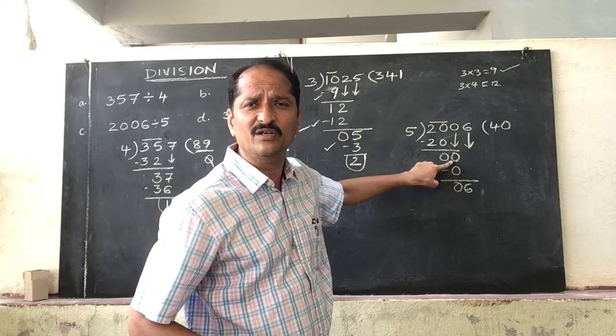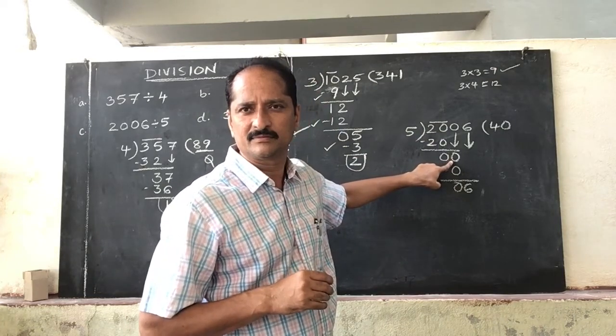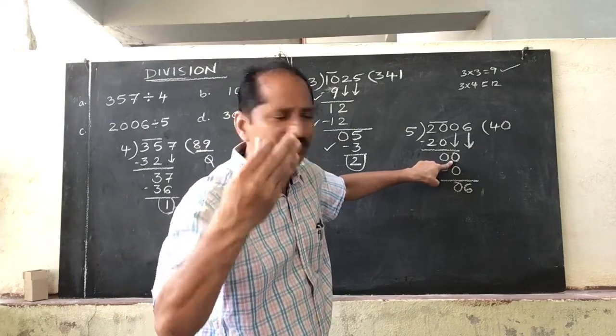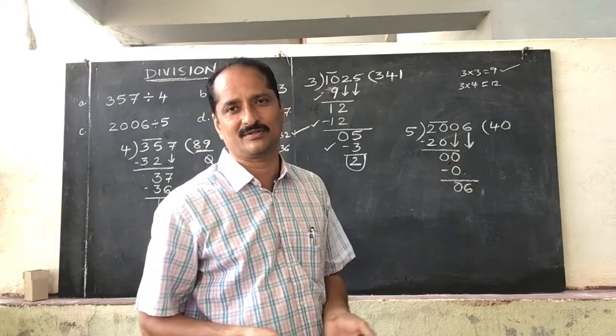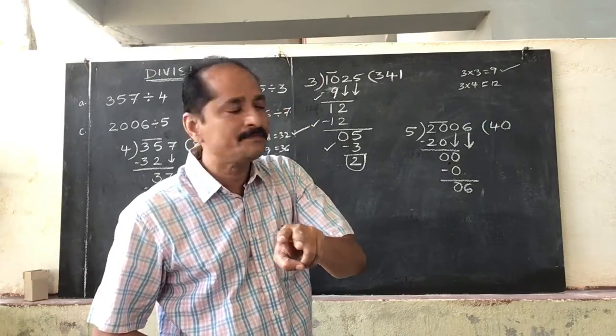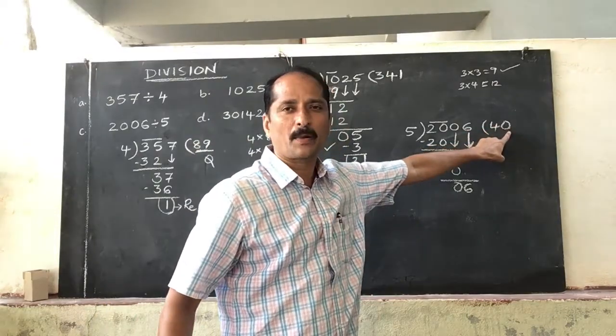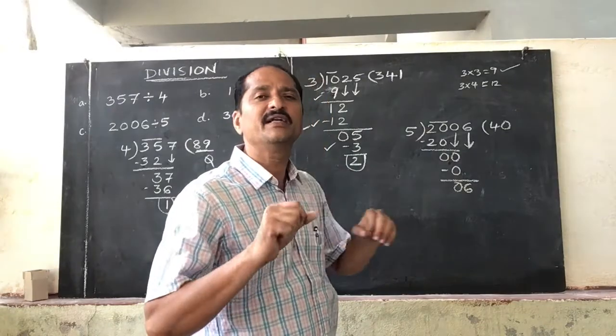Whenever you bought 0, actually 0 is not divisible by 5. So what to do? We should now bring down the next digit. What is that? 6. You can bring 6 here also. Then how much will it be? It will be 6. So whenever you are bringing 2 digits down, immediately you should place a 0. That is nothing but if you bought 1 digit, immediately we should divide.